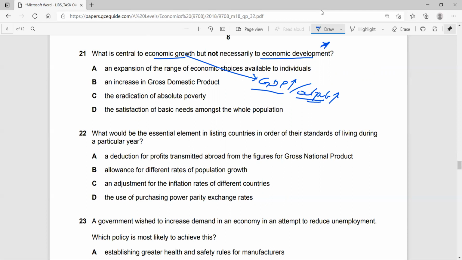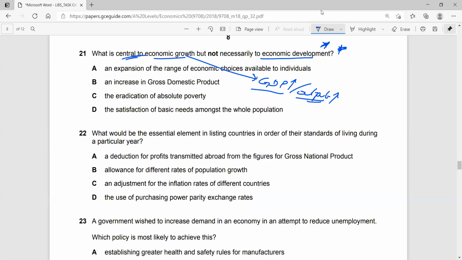distribution. So your GDP might be increasing. Your GDP per capita might be increasing even, but how is it distributed across the economy? So development is a lot more nuanced, it's a lot more holistic. It's looking at whether the standard of living actually is improving. Growth is just increased GDP, increased GNP, increased output, stuff like that.